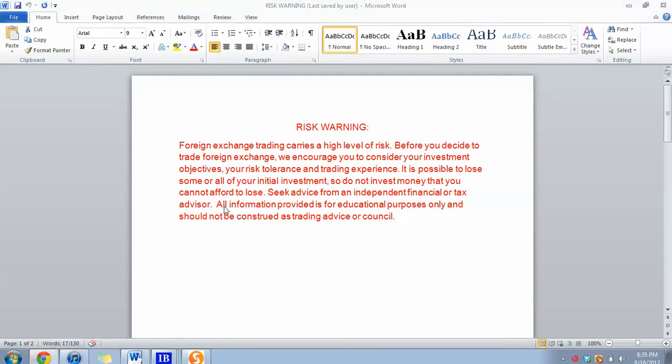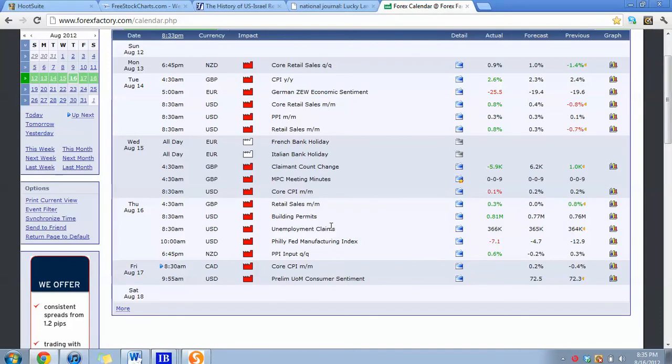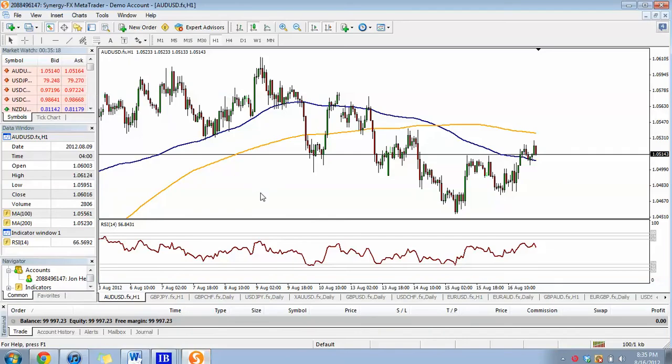So, news that we have coming up tomorrow are core CPI for the Canadian dollar and prelim University of Michigan consumer sentiment for the dollar, coming out at 8:30 a.m. and 9:55 a.m. So some nice times if you are looking at trading on the East Coast.